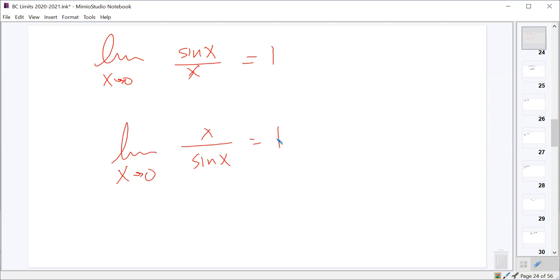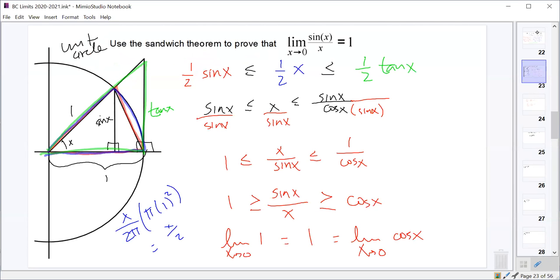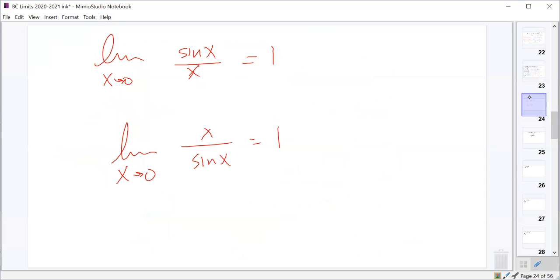And that was pretty easy to prove. I'm not going to write it out, but we could prove that one just by doing the sandwich theorem with 1 and 1 over cosine x for the x over sine x functions in the middle. Good or no? Good. All right, make sure you have these memorized.